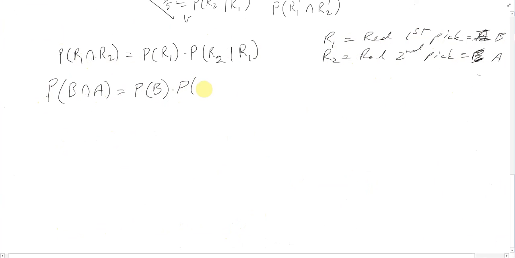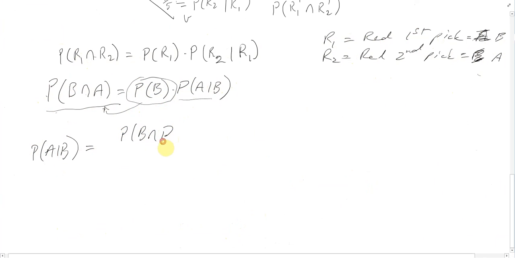So we have probability of A given B. Now check this out. Instead of multiplying by B, I'm going to divide both sides by it. Let's see what that looks like. Probability of A given B equals this bit divided by that bit: probability of B and A over probability of B. And that is exactly our conditional probability formula.